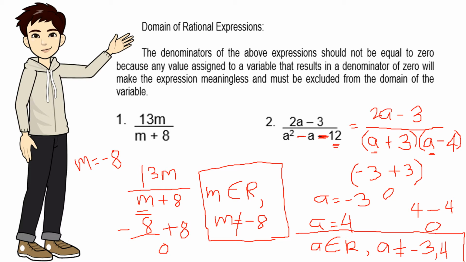So this serves as the domain of our given number 2. So pag sinabi nating domain, lahat ng number, real numbers na pwede nating maging value sa ating variable a sa number 2. So except yung negative 3 and positive 4. Dahil nga magiging 0 ang ating denominator and our expressions will turn to meaningless.